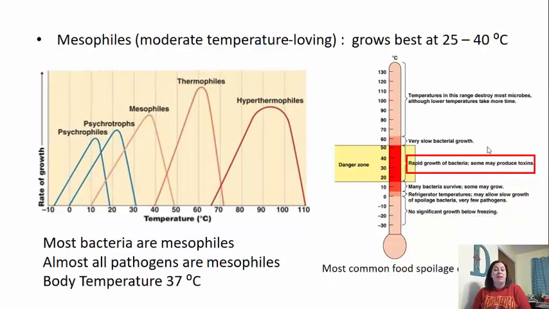This group is where most pathogens are located. These are the mesophils. They are the moderate temperature loving. They grow best between the temperatures of 25 and 40 degrees Celsius. Most bacteria are mesophils, and again, most of the pathogenic ones are located here. One thing that is key is our body temperature is 37 degrees Celsius, which is right there in their range. This allows for rapid growth of these bacteria, and some of these actually do produce toxins in this growth range as well. The most common food spoilage organisms are going to be mesophils.